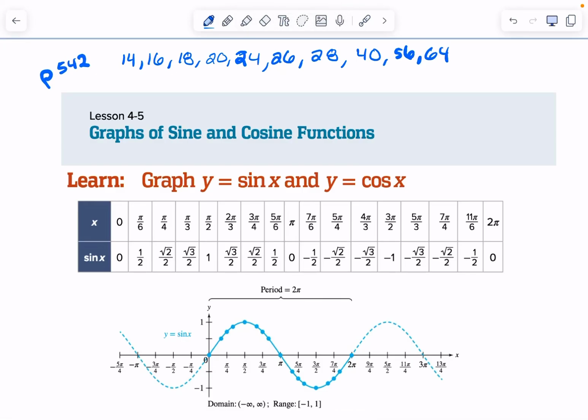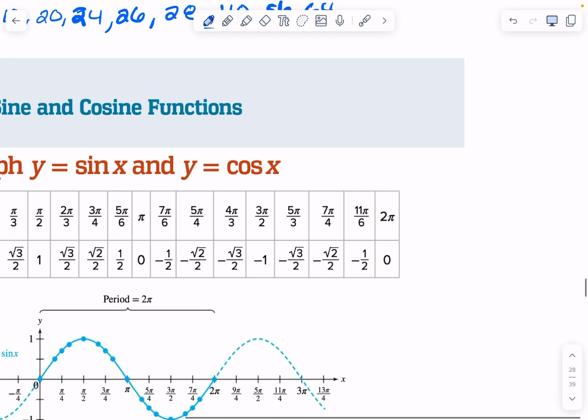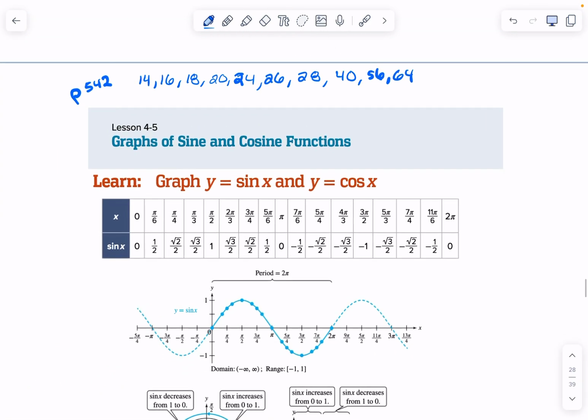All right, juniors, here we go. 4-5, graphs of sine and cosine. I'm only going to go through a little bit of this with you today, okay? Here is the overview of what we did yesterday. We wrote this on your unit circle.